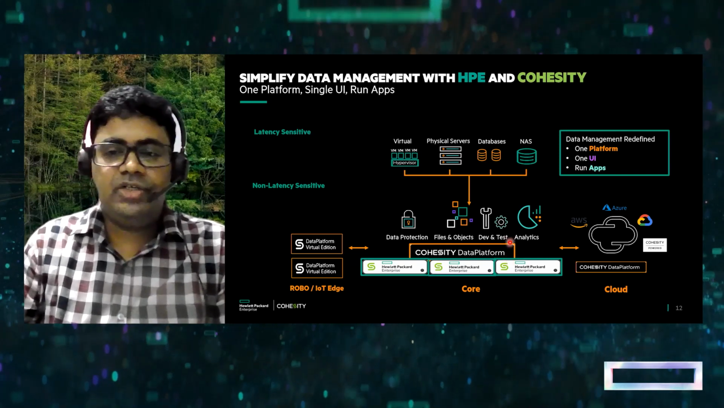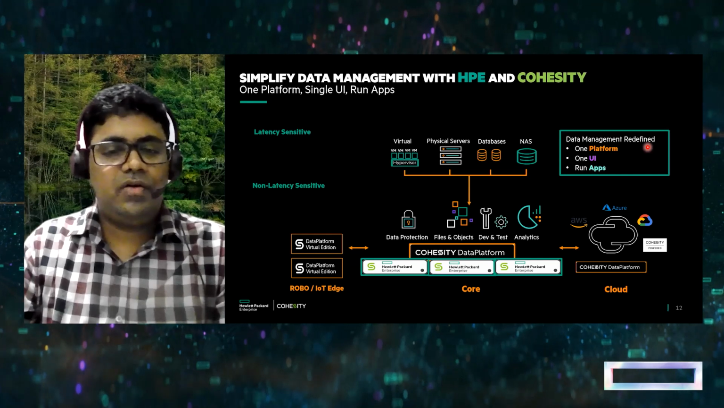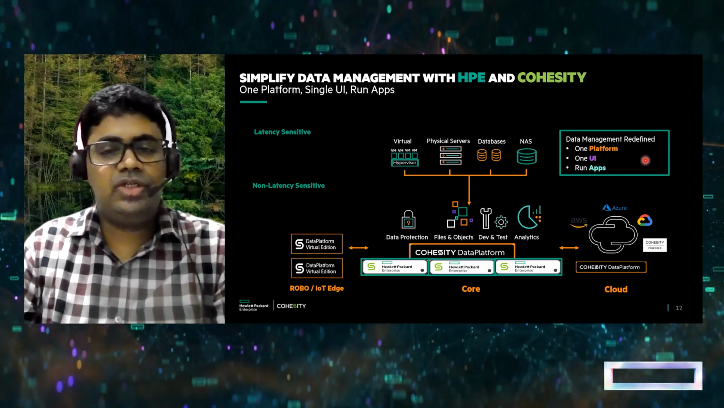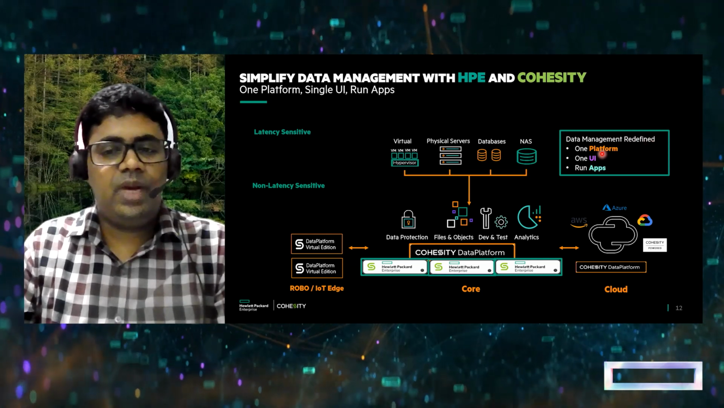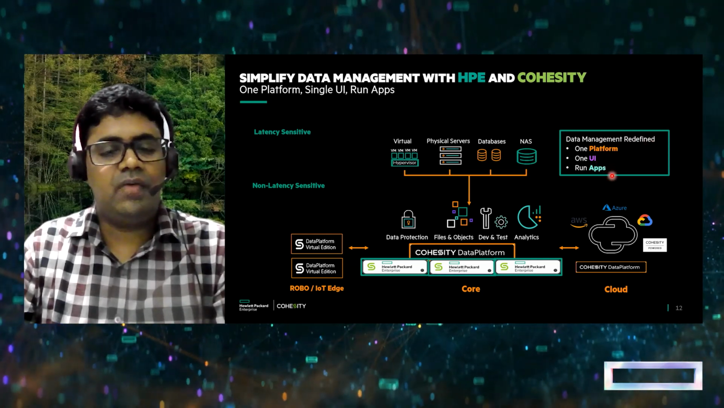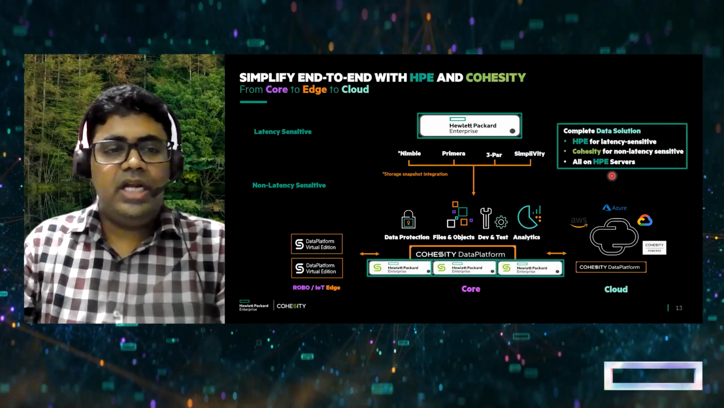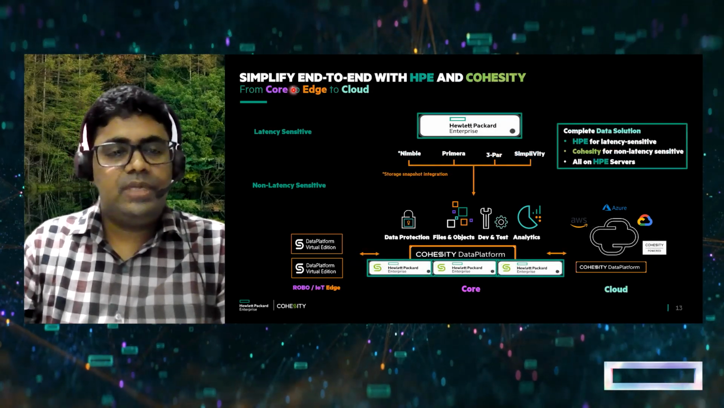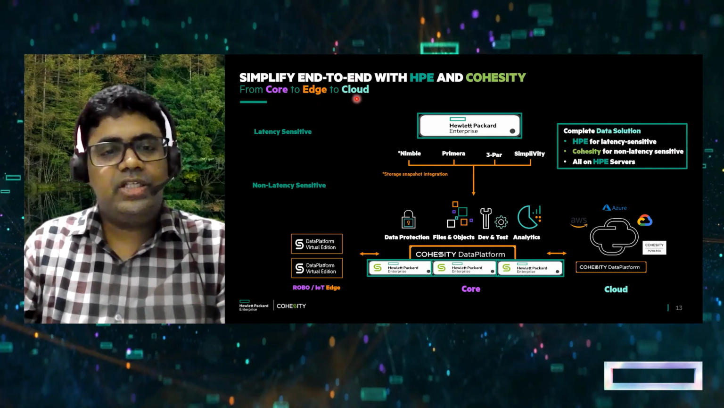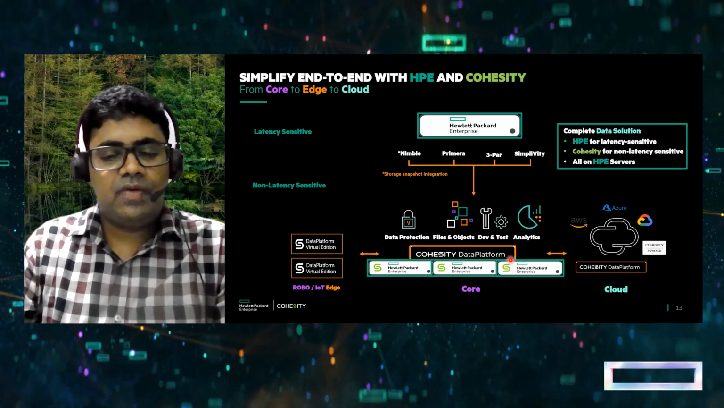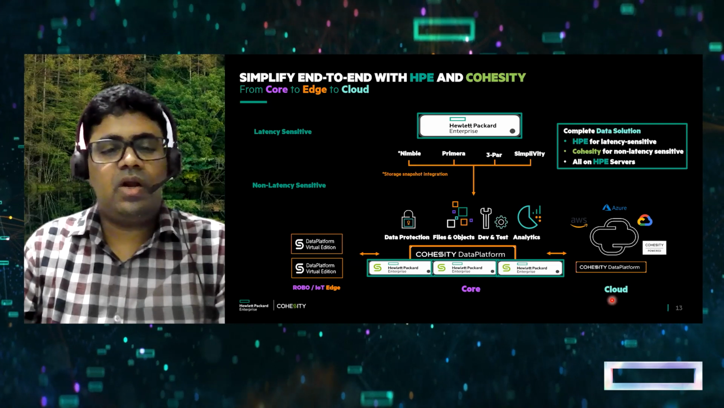So our achievement here is that data management is redefined. When compared to our previous example and this solution example, data management is redefined, and we have one platform, one user interface, and run our production workloads. What is additional in a production environment is that it is simplified end-to-end with HPE and Cohesity from core to edge to cloud. Core means our on-premises infrastructure, and also the edge locations as well as the cloud locations.